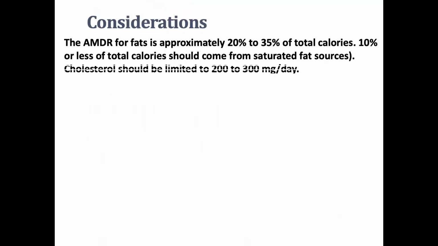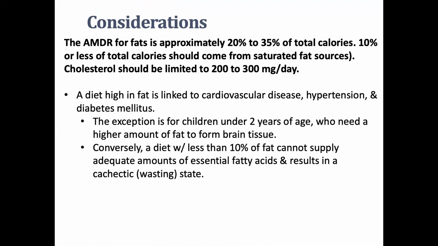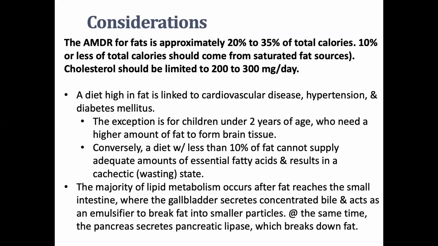The AMDR for fats is 20 to 35% of your total calories. 10% or less should come from saturated. A diet high in fat is going to be linked to cardiovascular disease, hypertension because of the atherosclerosis, and diabetes type 2, okay? The exception is for children under 2 who need a high amount of fat to make brain tissue. A diet with less than 10% fat doesn't provide the essential fatty acids for the body to function, and we exhibit something called cachexia, which is a skin and bone appearance because of the lack of fat under the skin.